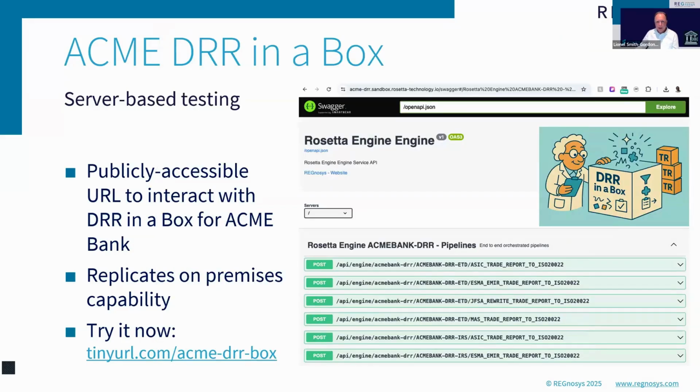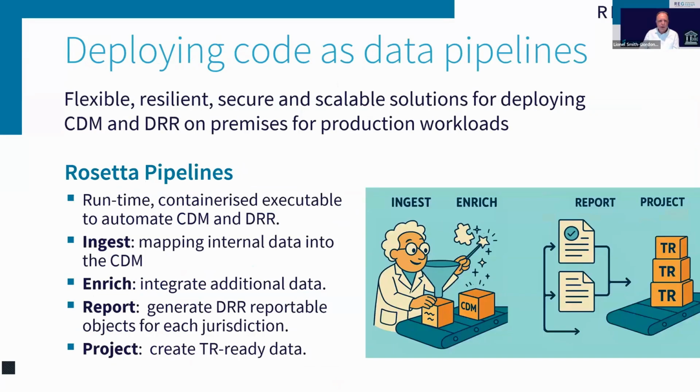So that's DRR in a box for being able to test these capabilities within your own environment with your own data. We also have Rosetta Pipelines. Rosetta Pipelines is how we can help you take all these capabilities to production. And when you're going to production, you need to be thinking about security and resilience and scalability. So we provide all of these capabilities as individual containers for each of the steps: ingest, enrich, report, project. And we can provide those containers to you, working with you to scale and deliver your production workloads.